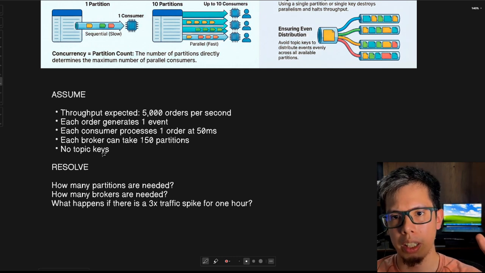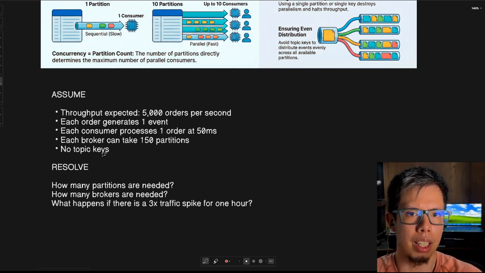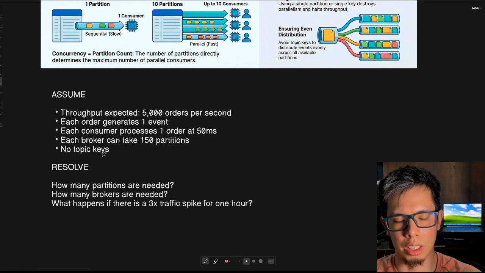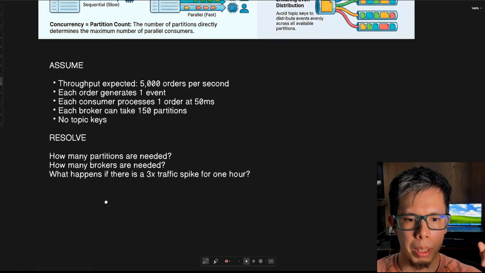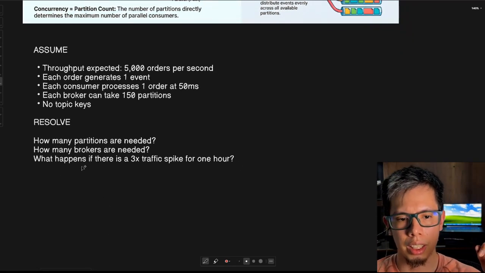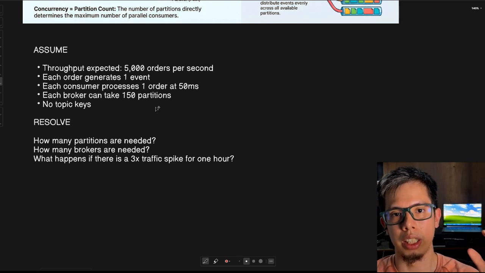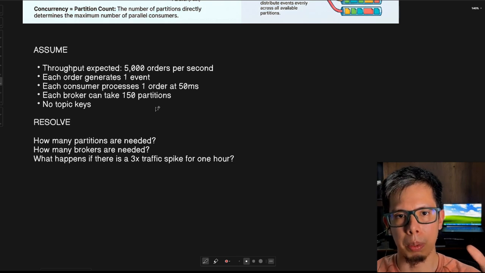There is no way that doesn't matter if there is an order by user ID, right? That is the idea in general. So the question is, how many partitions do I need, and how many brokers do I need? What happens if there is a 3 times traffic spike for an hour? What happens with the queuing is that it will be stored in this partition because it's waiting to be consumed. So that is the idea in general.